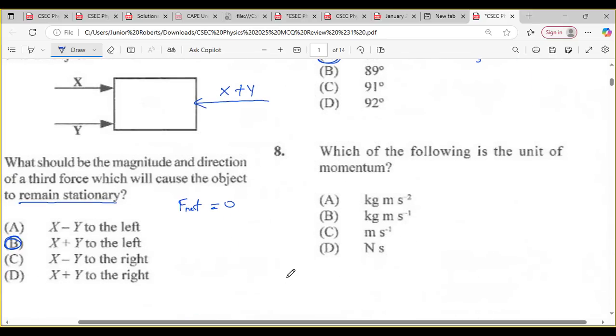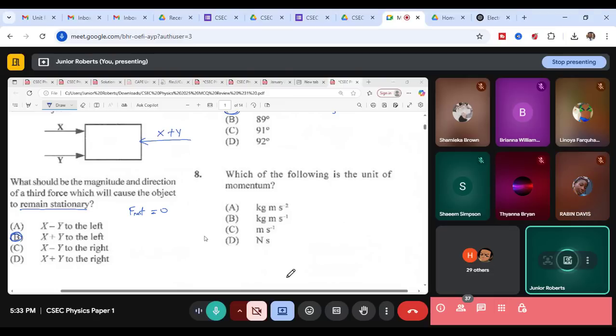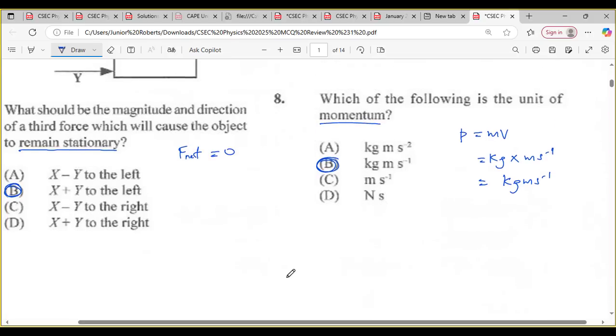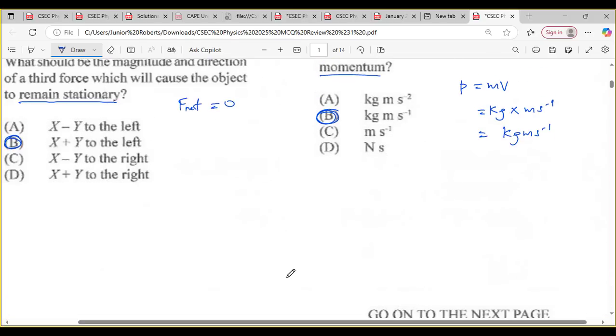Now, next question is number 8. And again, as we're going through, feel free to ask questions if there are any. Number 8 says, which of the following is the unit of momentum? Now, momentum is simply the product of an object's mass and its velocity. So mass, we know, is measured in kilogram, and the velocity is measured in meter per second. So when we multiply kilogram and meter per second, we should get kilogram meter per second, which would correspond to B. So number 8 now would be B. So we continue. Alright, so that's 8.